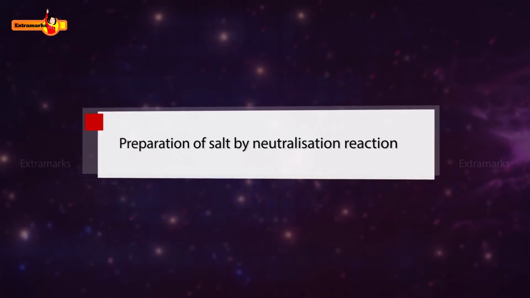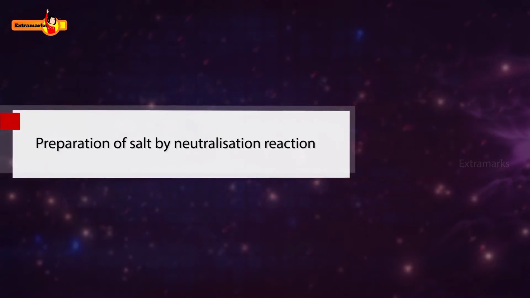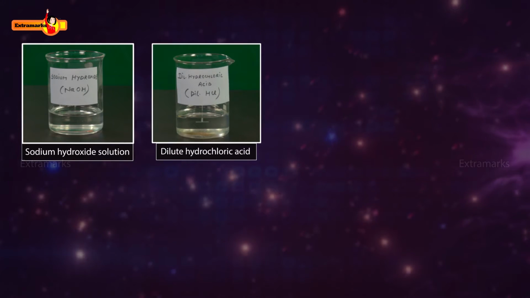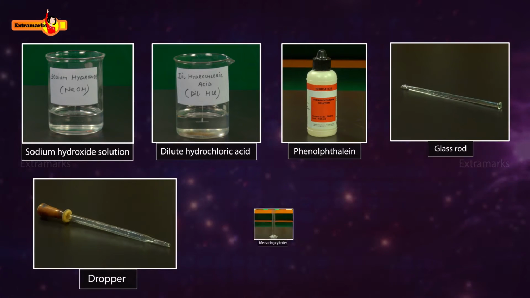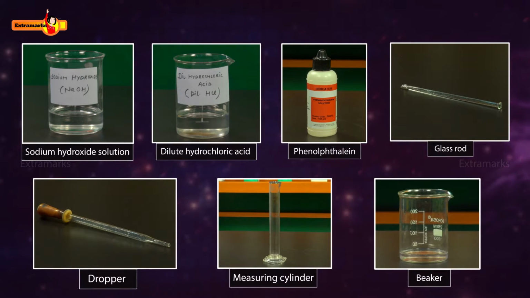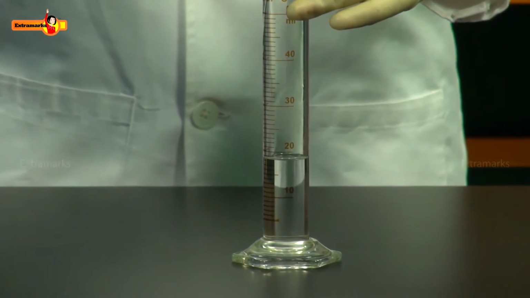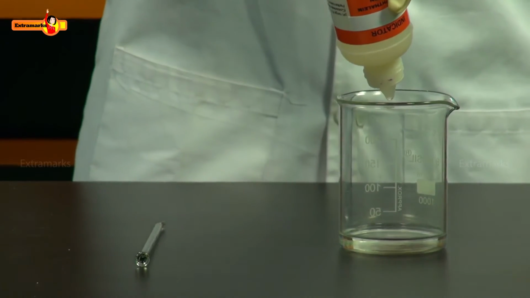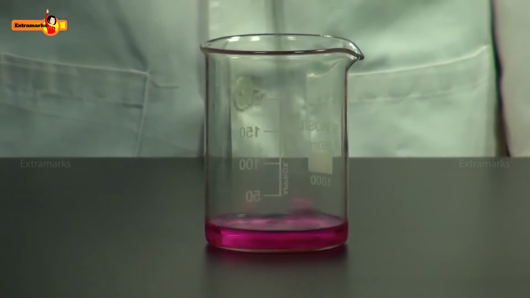Let us understand how a salt can be prepared by neutralization reaction with the help of an activity. For this, we require sodium hydroxide solution, dilute hydrochloric acid, phenolphthalein, glass rod, dropper, measuring cylinder, and a beaker. To begin with, take 20 milliliters of sodium hydroxide solution in a beaker. Now add few drops of phenolphthalein and stir it gently with the help of a glass rod.